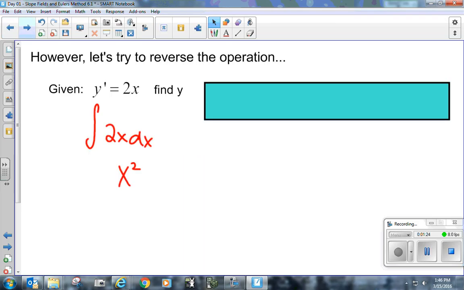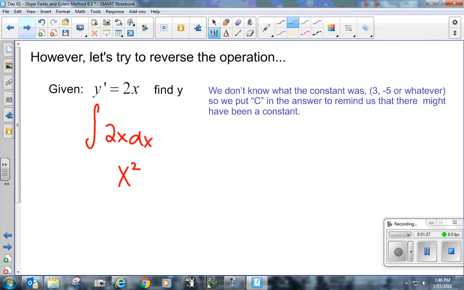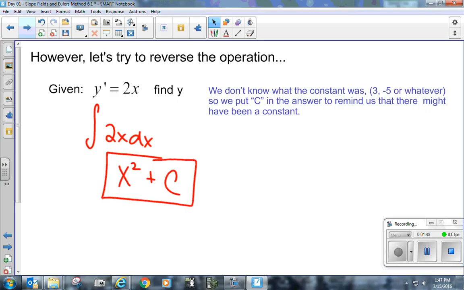So this is why we put a plus C in the answer. That reminds us that there might have been a constant. Well, maybe it was 0. I don't know. Well, there was a constant there. That's why I put in the plus C. I know there have been some questions about that. Well, now you know. Not too crazy yet.